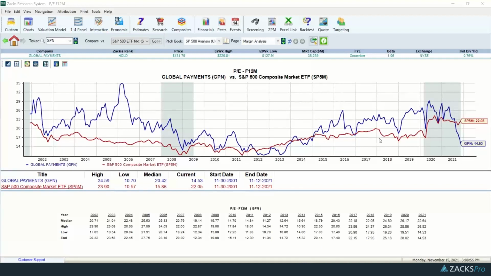So to quantify it, what would it mean in terms of the opportunity if Global Payments were to literally just revert back to trend, which at some point we would expect it to do, right? I mean, it's an earnings certain stock.